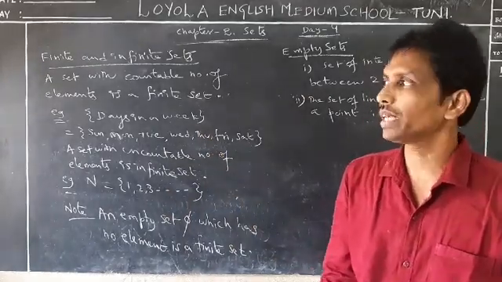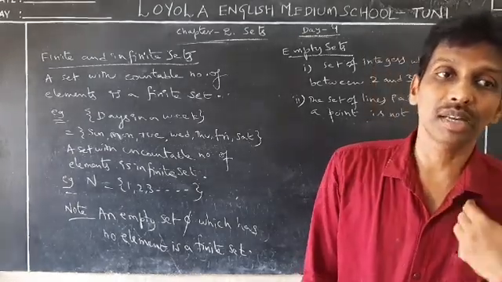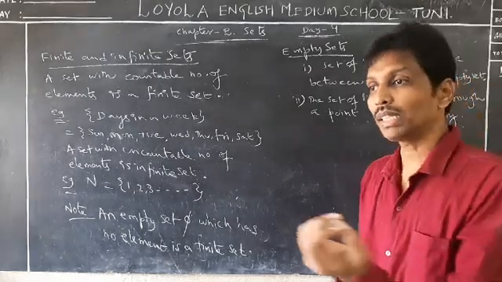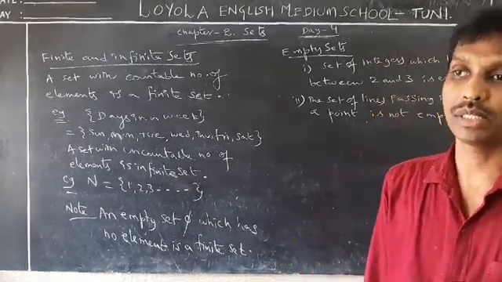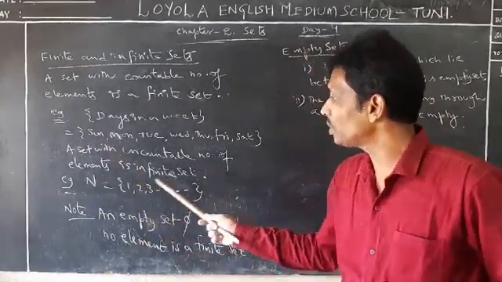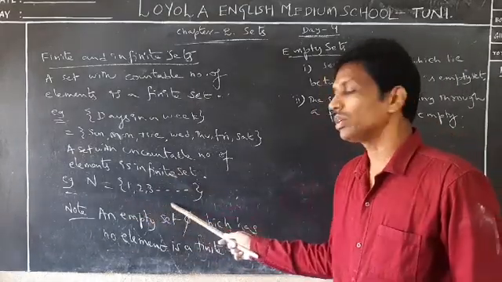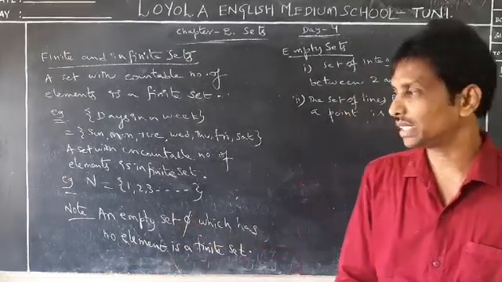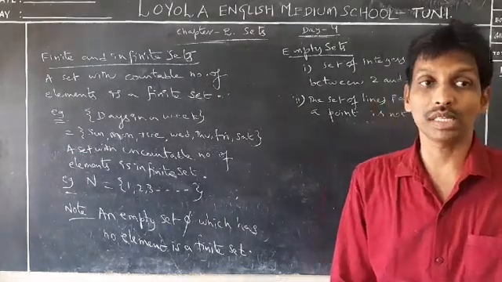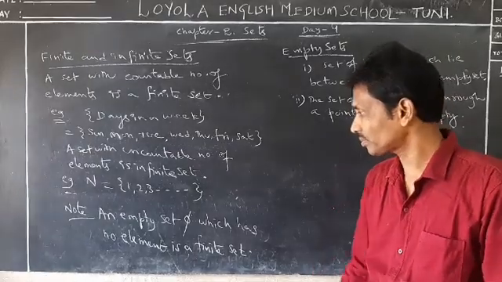So many examples we may give. Number of days in a month. Let us suppose this is the month of December, we have 31 days. This is the month of June, we have 30 days. This is the month of February, 28 or 29 days if it is a leap year. And next, a set with an uncountable number of elements is an infinite set. N is the set of all natural numbers: N is equal to the set of all 1, 2, 3 and so on.